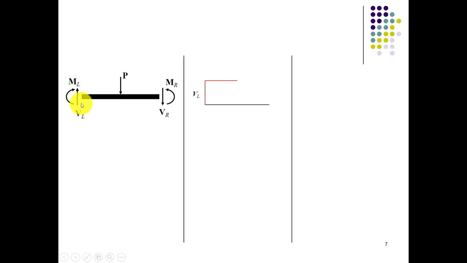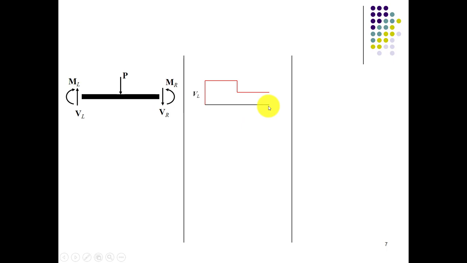So now there is a zero slope over here, and the point load P, which is acting downward, would create a downward jump in the shear force diagram, and it goes straight up to VR because there is still no loading. So VR would be zero at the shear end. So there is a zero slope.